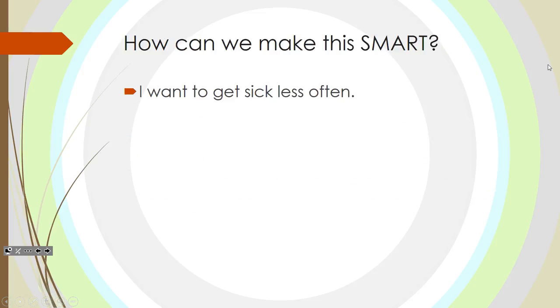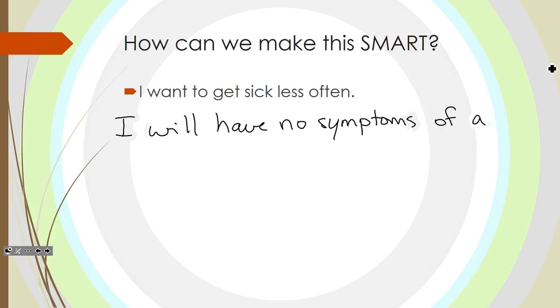So I want you guys to help me. How do we make this into a SMART goal, if I can figure out how to use these pens and all this stuff? So here's a broad goal. I want to get sick less often. So let's just make up what a SMART goal is going to include that this broad goal doesn't. Not getting a cold. So I would get even more specific, maybe. What symptoms of a cold? I will have no symptoms of a runny nose. So you're very specific, that's good. Let's just say, or coughing. Okay, I will have no symptoms of a runny nose or coughing.